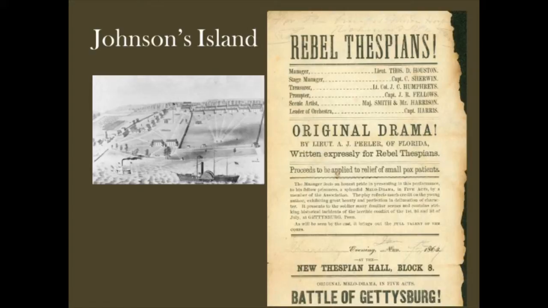We have a flyer you see on the side. This is from Private Collection 762, the James I. Metz papers. This is a flyer done by the Rebel Thespians. It's a drama. They actually raised money for the people who had smallpox at the prisoner of war camp. If you see down at the bottom, they had another flyer going down dealing with the Battle of Gettysburg. It's their way of doing a play to try to raise funds for the people who were worse off in the prison wards at the particular prisoner of war camp.